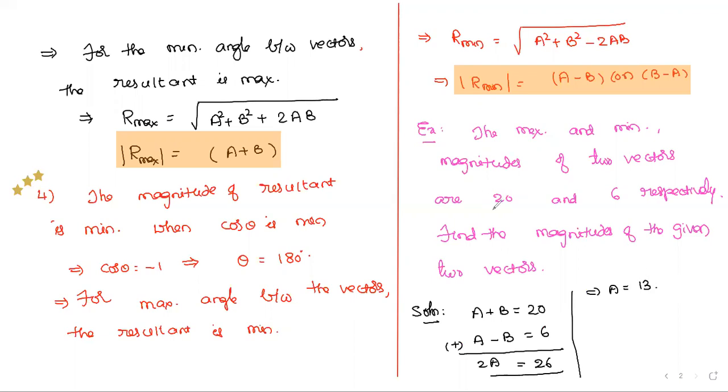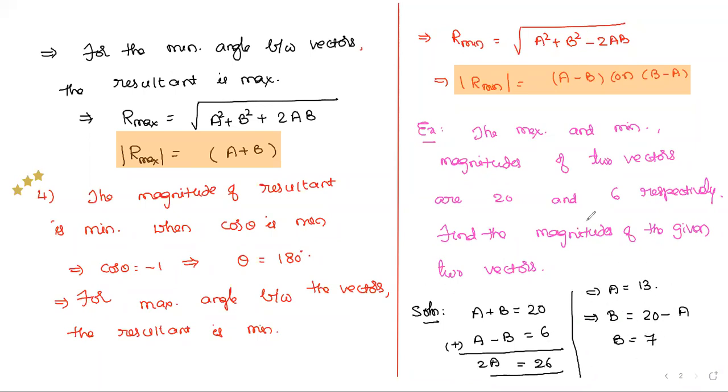If A is equal to 13, B you can say, because A plus B is equal to 20. Yes, correct. That implies B is equal to 20 minus A from the first equation. So B is equal to 7. Exactly, 13 and 7.